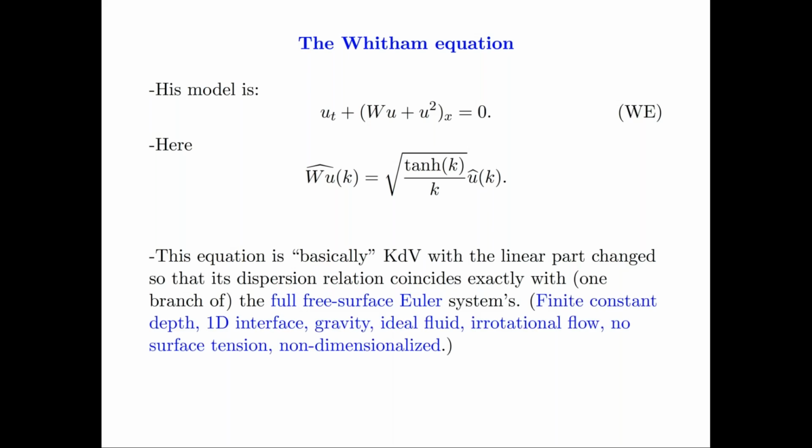Oh yeah, to be clear, the physical problem that's lurking in the background on this slide is that I've got a 2-dimensional fluid with a 1-dimensional surface. There's a vacuum over the surface of the fluid. The fluid has a finite constant depth at infinity. Like I said, the interface is one-dimensional. The only force at this time is gravity, so the only restoring force is gravity acting downward. The fluid's ideal, it's an irrotational flow. I've non-dimensionalized everything. There's no surface tension, and so on and so forth.